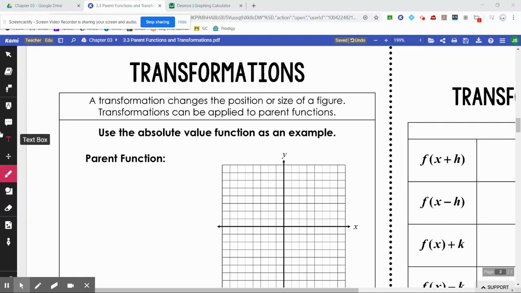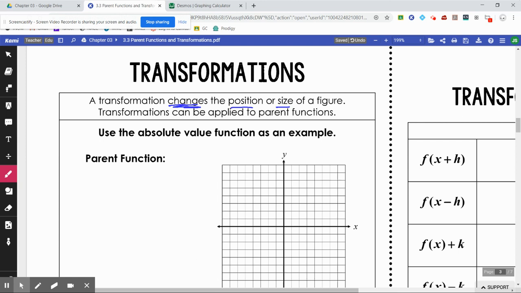In this video, we're going to be talking about transformations, and I can't stress enough how important transformations are going to be to you in the rest of this class and in classes to come. But a transformation is simply a change. A transformation changes the position or the size of a figure. Transformations can be applied to any parent function.